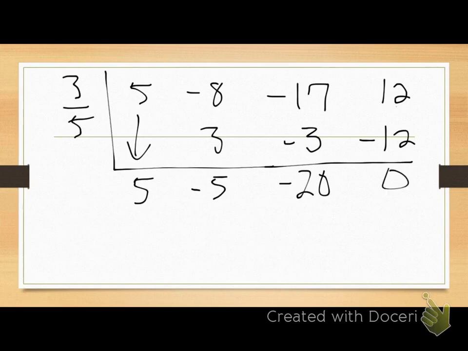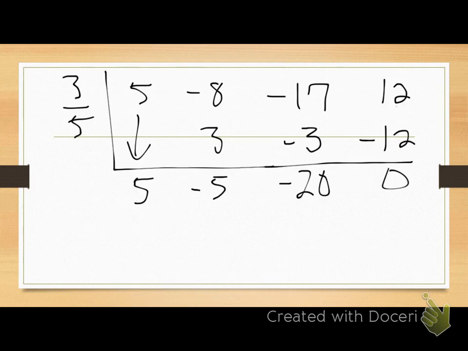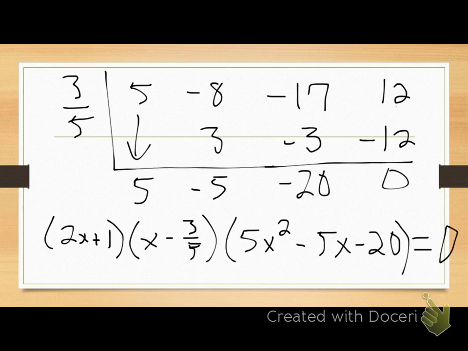Is 3/5 a factor? Yep, my remainder is 0. So I know 3/5 is a factor. Don't forget about your 2x plus 1 though. Still got to have my 2x plus 1. How can I represent 3/5 as a factor? x minus 3/5. And then what goes in this next set of parentheses? 5x squared minus 5x minus 1. Everyone okay with that? Any questions?